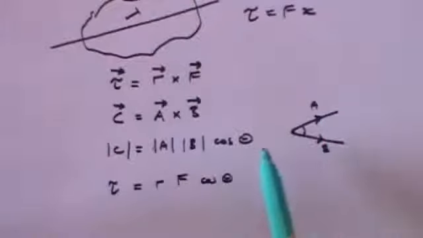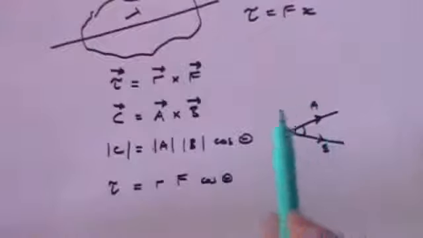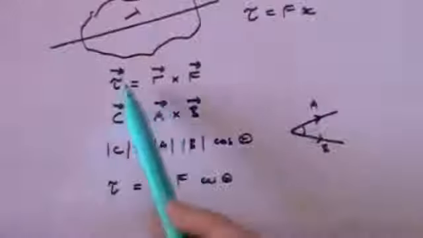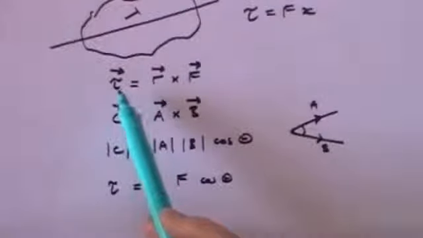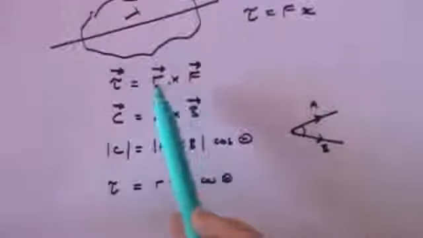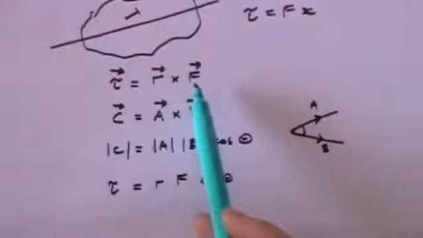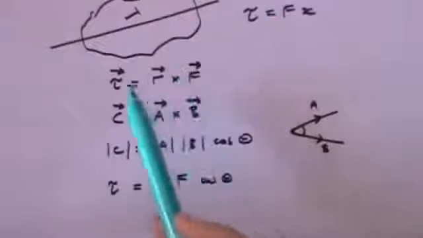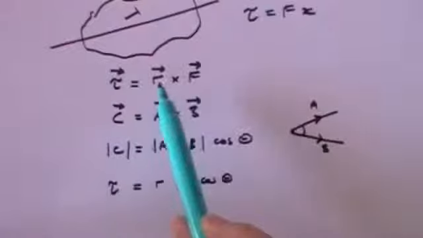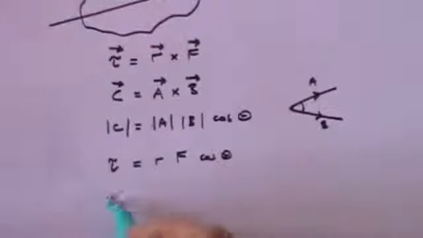So B cross A would mean the corkscrew would go anti-clockwise, which means it would come out of the paper. And so if we have tau, the torque, as a cross product of force times distance, or R cross F, then what we're saying is that tau will be perpendicular to the plane of the force and the distance. In other words, tau will tell us where the axis is, because tau acts along the axis.